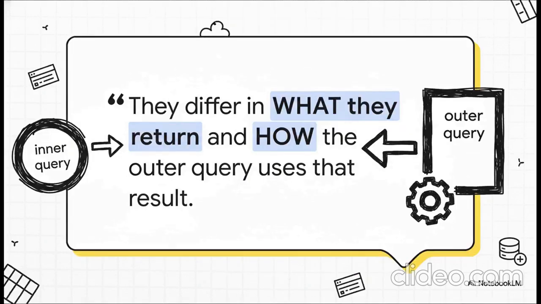And that brings us to the whole secret, really, the core idea of this entire explainer. There is just one simple rule to demystify every subquery you'll ever see. It all, and I mean all, comes down to two things: what the inner query returns, and then how the outer query is built to use that specific result. That's it. Seriously, that's the key.